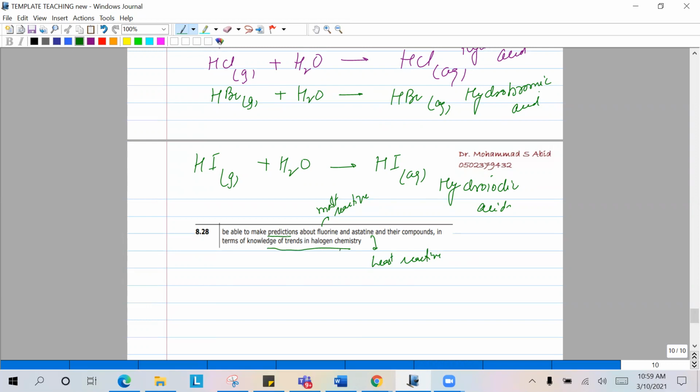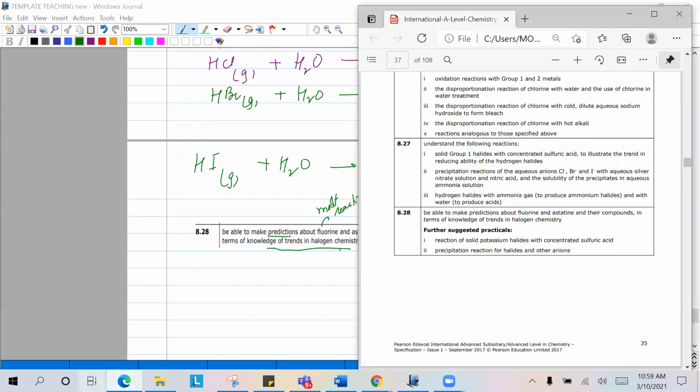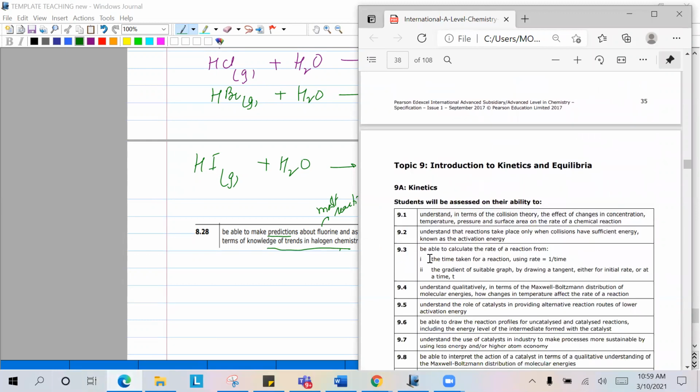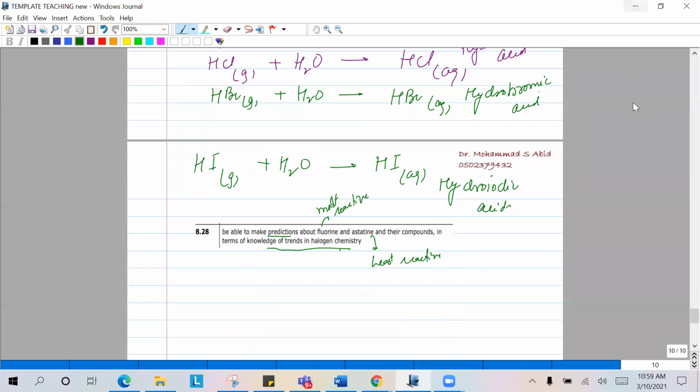So basically, how will you predict? That will be based on the position in the reactivity or the group. That's the only thing. And that completes your chapter. This completes your chapter. So over here, group 7 ends. So next lesson, inshallah, we will continue with the kinetics.